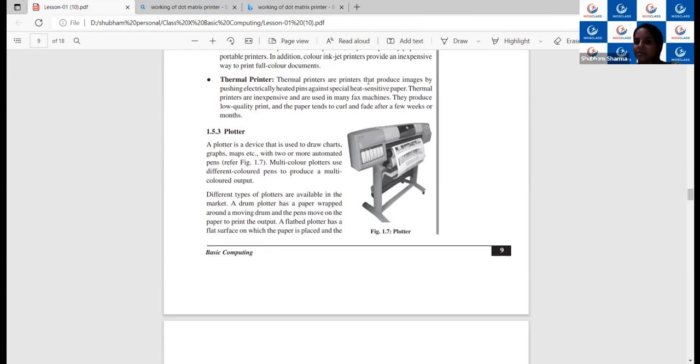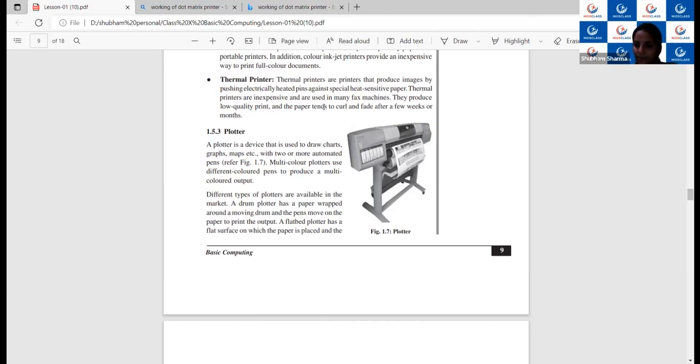So thermal printer is a printer that produces images by pushing electrically heated pins against special heat sensitive paper. Thermal printers are inexpensive and are used in many fax machines. They produce low quality print and the paper tends to curl and fade after a few weeks or months. Even when you buy a movie ticket, the ink on that fades away after a few weeks or months. Why? Because it gets printed by a thermal printer.